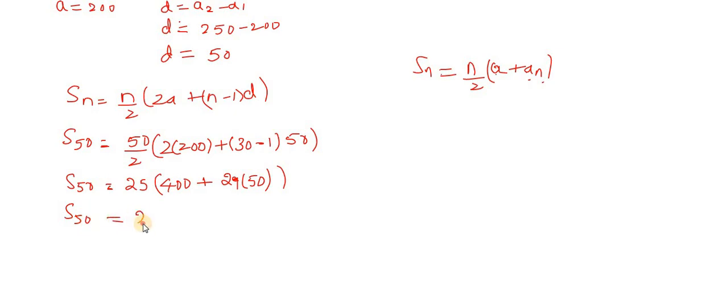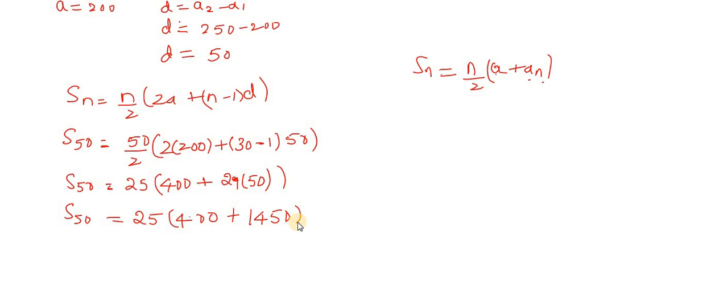S30 is equal to 25 into 400 plus, so what is 29 into 50? 29 into 50 is equal to 1450, that is 1450.